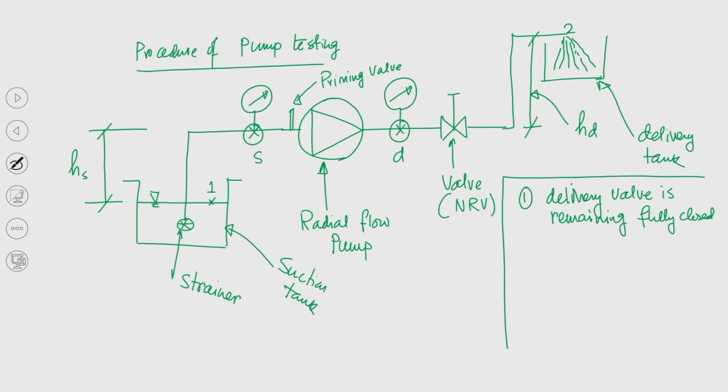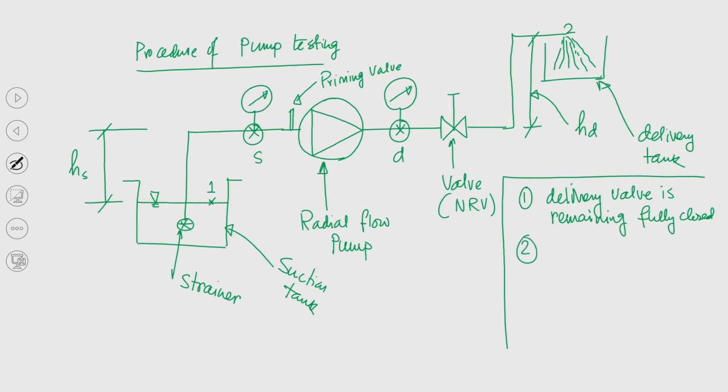If you would like to test the pump, the first objective should be to keep the non-return valve closed, and that is a one way valve, so anyway it will remain closed. The non-return valve is a one way valve. So, our objective should be for the delivery valve to remain closed. Okay. Delivery valve is remaining fully closed.